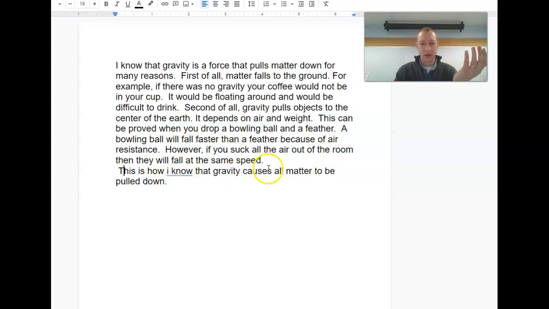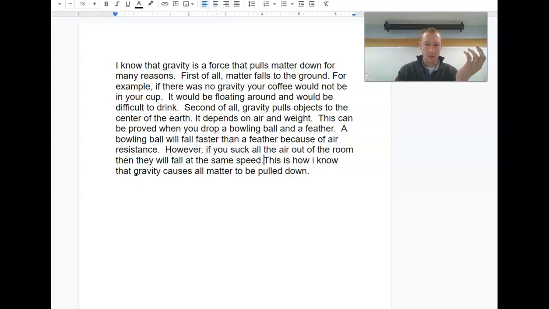All right. Now this doesn't look right, right? It looks like this sentence ends and there's all this space. So I think this actually needs to be moved back up here, double space. What's wrong here? This I, this needs to be a capital. This is how I know that gravity causes all matter to be pulled down. Okay. That's a better sentence, a better paragraph, and of course we also have to indent.